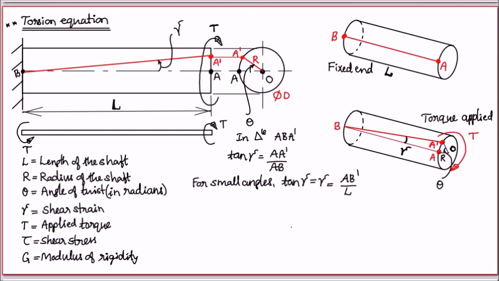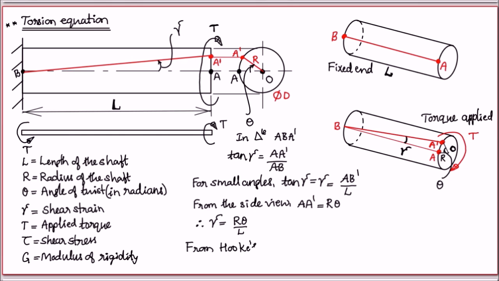The length AA dash in the front view and side view is equal. AA dash in the side view is an arc. And arc AA dash can be found out easily by multiplying R into theta. Right? It's a sector length. Sector length is radius into sector angle. So from the side view, AA dash is equal to R into theta. So we will use this result in the gamma equation. Therefore, gamma is equal to R into theta by L. This is one of the results.